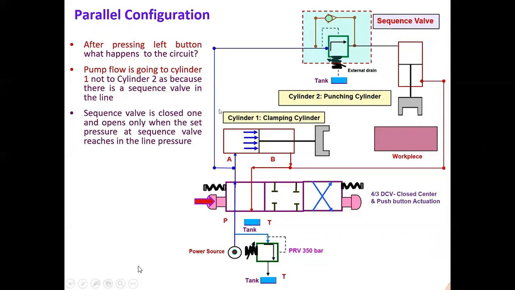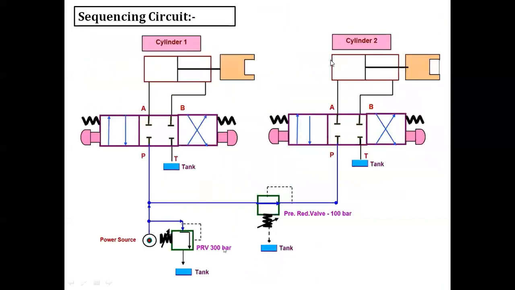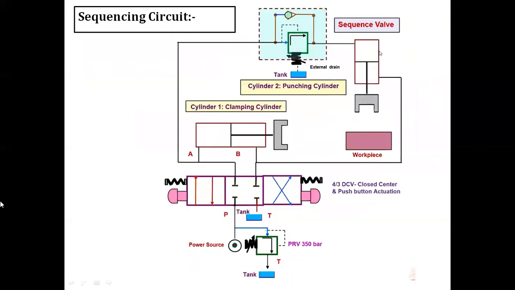This is sequencing cylinder. Means firstly extend this cylinder, complete the work, hold the workpiece. After that extending, this cylinder stops here, piston stops here. So here continuous supply, pressure increases up to 350 bar. Then after the pressure increases above 350 bar, this valve is open. Then this cylinder is open like that. So this is a sequencing cylinder.